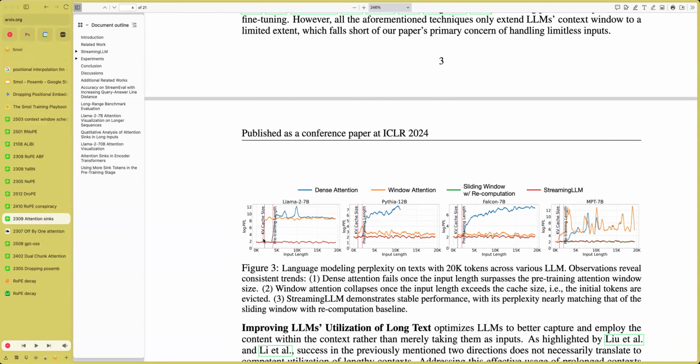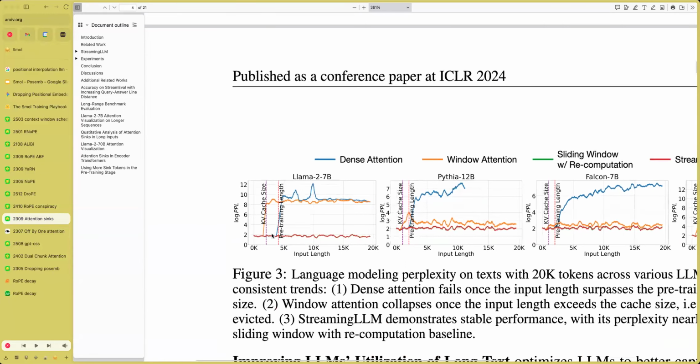So with dense attention, our perplexity rises dramatically when we go out of our pre-training lengths, with regular attention without all the tricks that we discussed. With window attention, the perplexity suddenly rises when we start doing the windowing, when we run out of our KV cache.